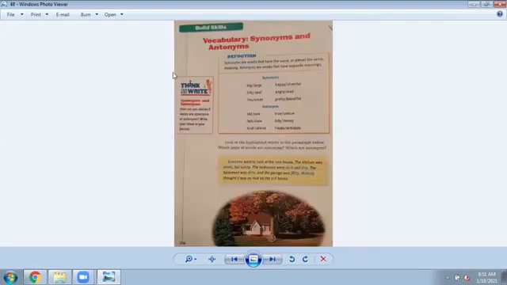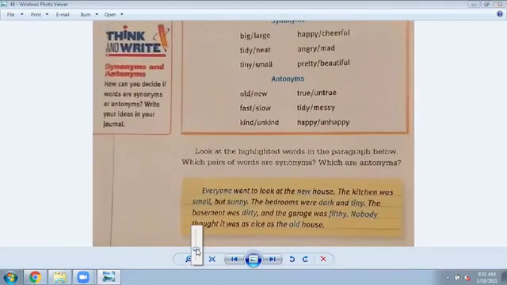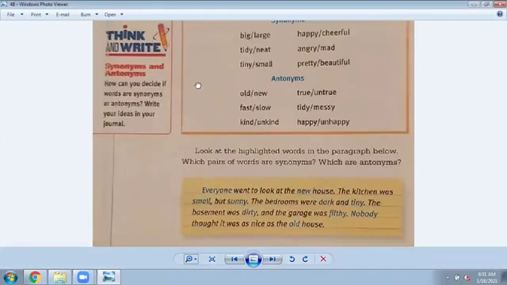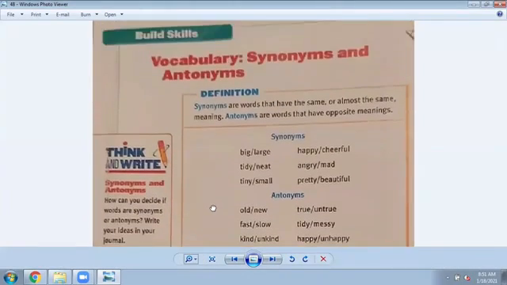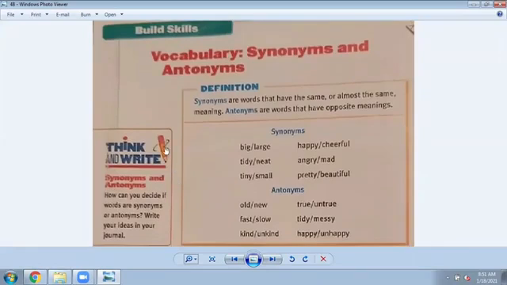All right, so we have grammar next in the language arts textbook, page 296. Page 296, language arts textbook.